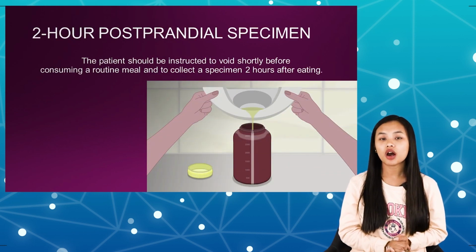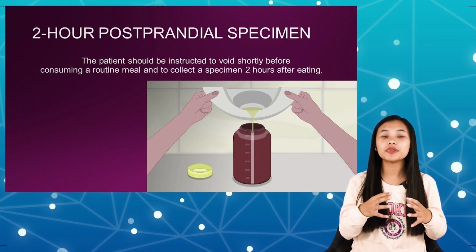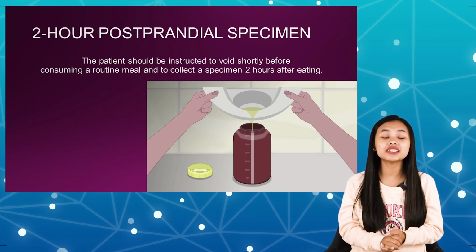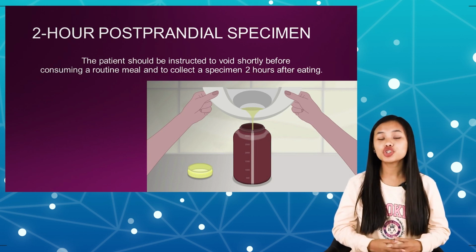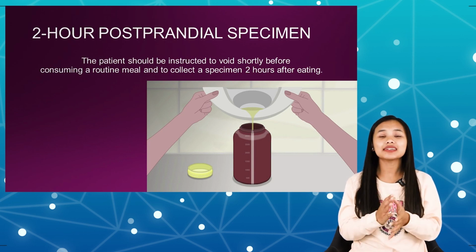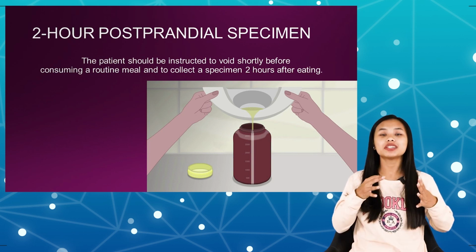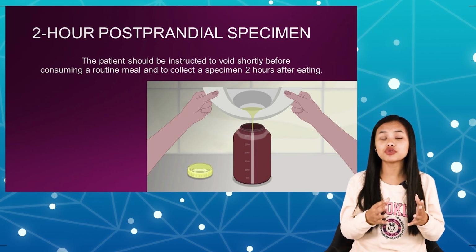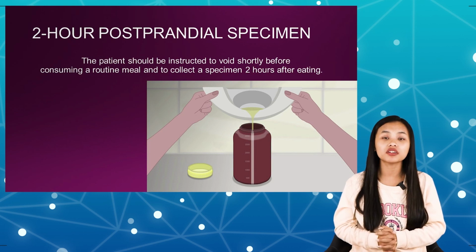The next is the 2-hour postprandial specimen. So here what we will be doing is we will be advising the patient to void shortly before he or she eats his or her own routine meal, and then to collect a specimen 2 hours after eating. So here, for example, if a person has his meal at 12 o'clock, then here what we will be telling the person is, we will be telling him that he must first empty his bladder before he has his meal, and soon after he has finished his meal, he must collect his specimen 2 hours after.